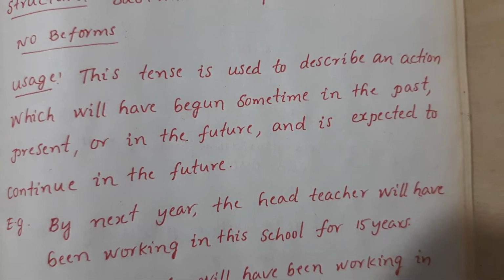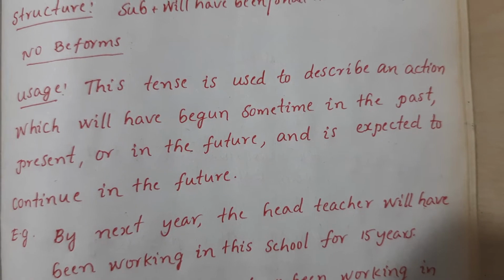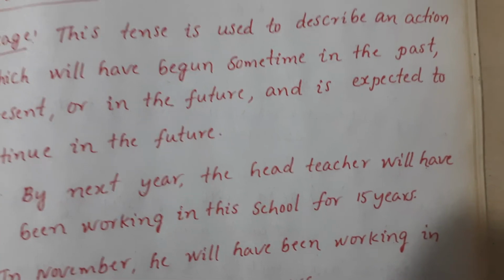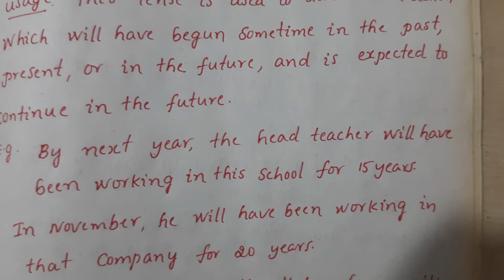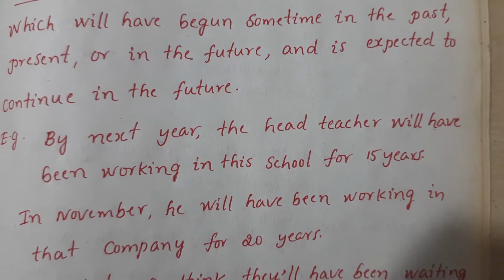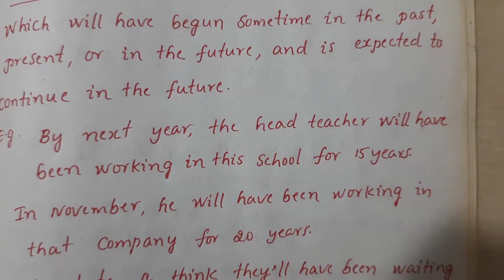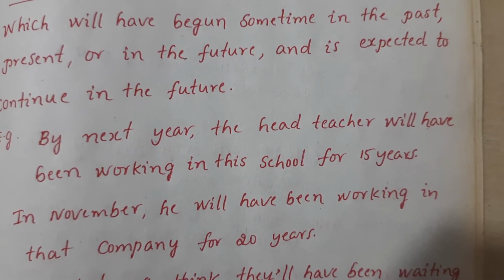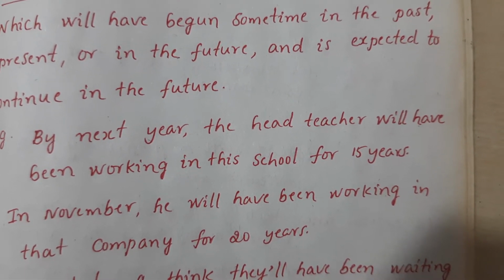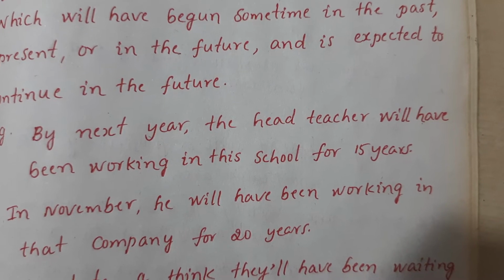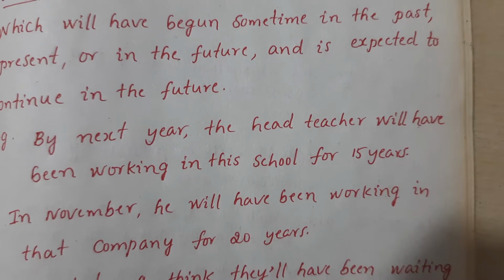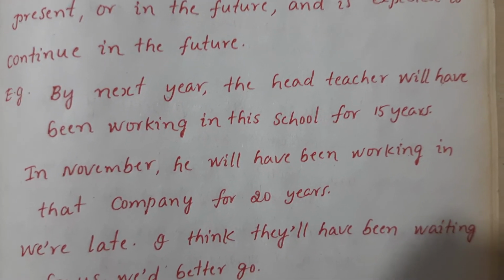The action which will have begun sometime in the past, present, or in the future and is expected to continue in the future. By next year, the head teacher will have been working in this school for 15 years. For example, in 2019, he joined as a teacher. By 2021, it will be 15 years. So, in order to describe this kind of action, we can say, by next year, the head teacher will have been working in this school for 15 years.